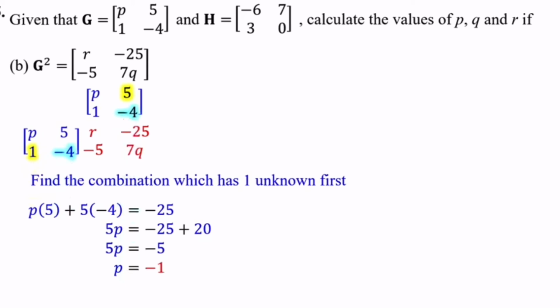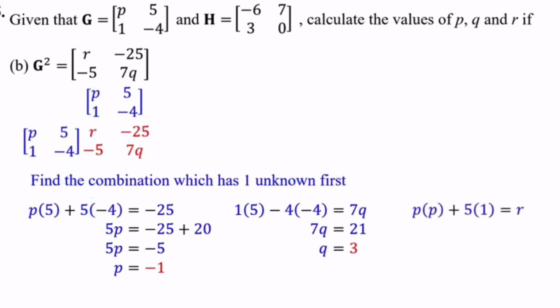So then we will do another one, which is 1 times 5 plus negative 4 times negative 4 equal to 7q. Then we will solve it. We will get the answer for the q. Right, so the q is equal to 3. Then finally, we will solve the other one.